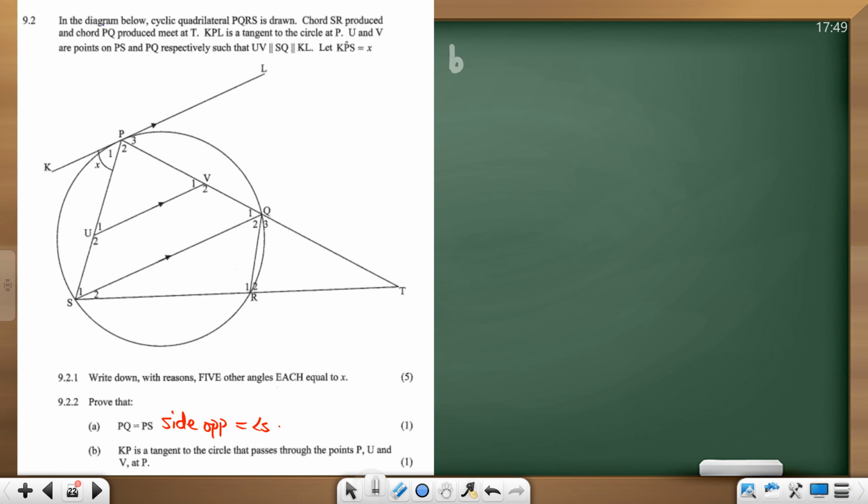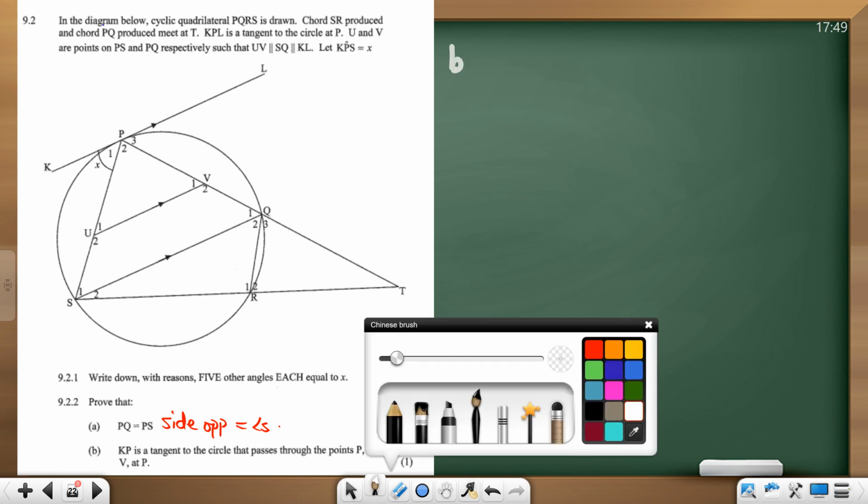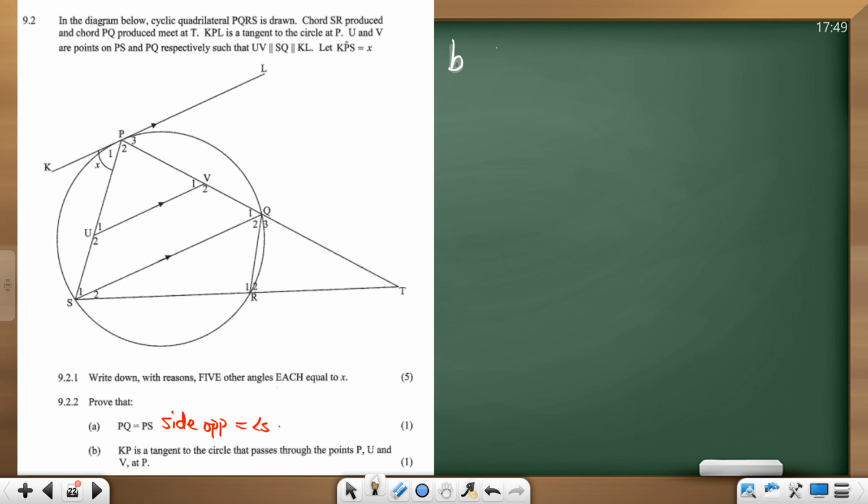B. What will be our answer for B? I'm going to say that P1 is equal to V1. And what's the reason? That has been proven. Therefore, KP is a tangent. What is your reason? Converse of tan chord. And we are done.